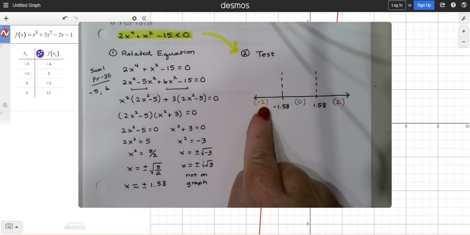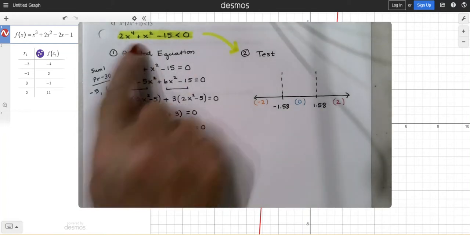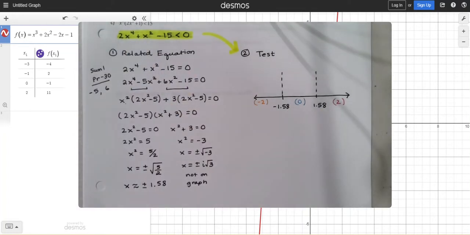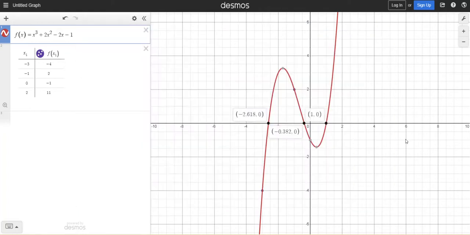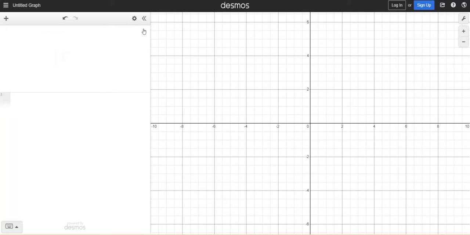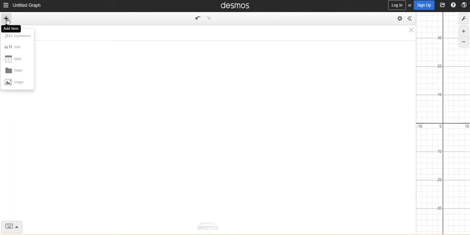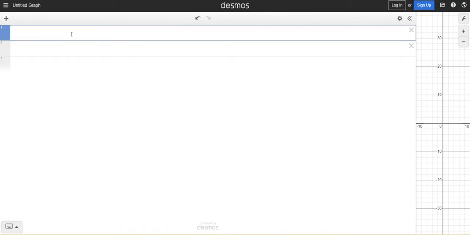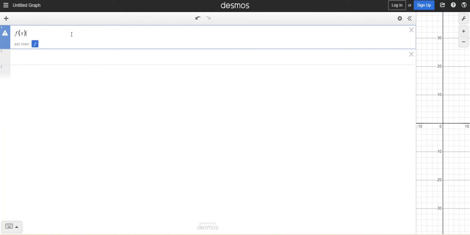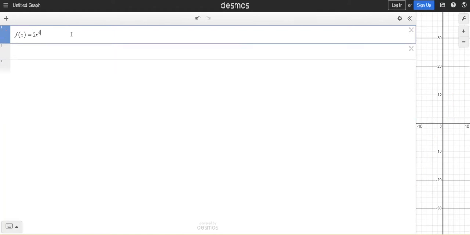Once again, you certainly could plug those in by hand. That would be perfectly fine. But it'll make it a little bit faster if I use Desmos to do the arithmetic for me. So, once again, I'm going to kind of get the graph out of the way for now. We'll look at it after we've done our by hand work. Oops, sorry, I always forget to put my function in first. Our function is 2x to the 4th plus x squared minus 15.